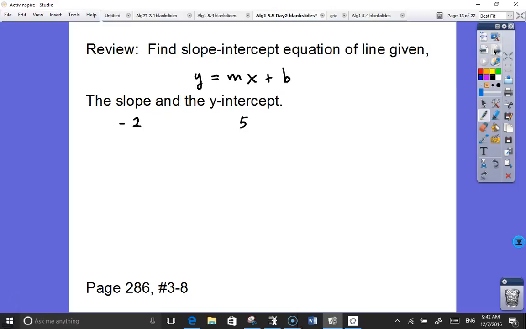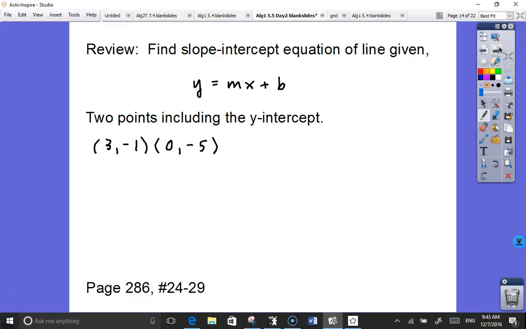So how do you find the slope-intercept equation of a line if you know the slope and the y-intercept? I mean, what is it that we need to fill into this y equals mx plus b? Yeah, they're telling you the slope and the y-intercept. Just plug it in. Y equals negative 2x plus 5. Right? If you're lucky enough that they gave you the y-intercept. And these problems, they come from page 286, number 3 through 8. And if you wanted to practice this little skill, you could do that.